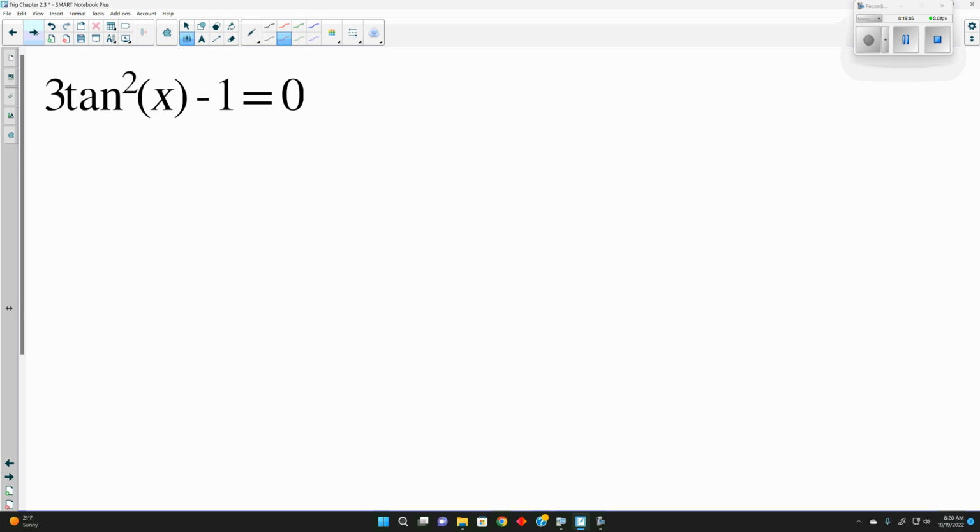Tangent squared. Now these here, there are different ways we could go about looking at this. 3 tangent squared of x minus 1. If they were both perfect squares, because tangent squared is a perfect square, but if we had, say, 4 tangent squared minus 1, it would be a difference of perfect squares. We could factor it and go about it that way. But again, that's the same thing we did with quadratics for solving.